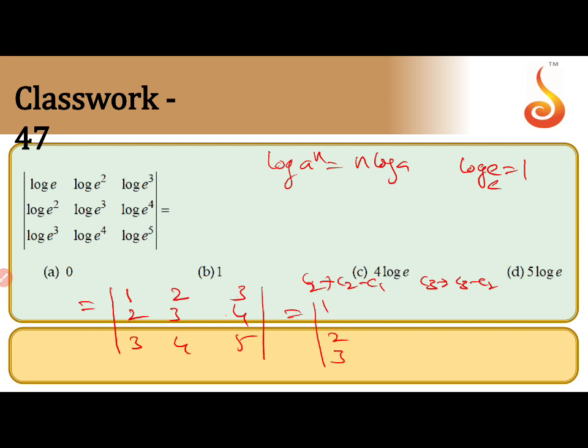C2 minus C1: 2 minus 1 is 1, 3 minus 2 is 1, 4 minus 3 is 1. So now C3 becomes C3 minus C2: 3 minus 2 is 1, 1, 1. So two columns are identical, so the value of the determinant is 0. Or you can expand also, fine.